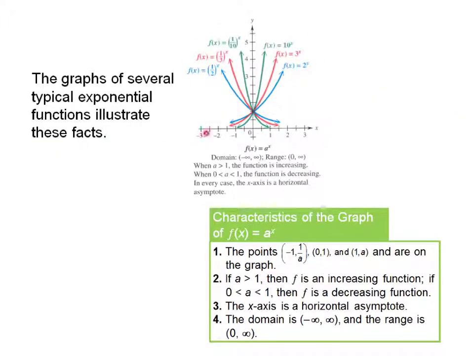This picture actually shows several functions graphed on the same coordinate plane. Pay attention, they all go through the point (0, 1). You notice this blue one here has a base of 2, the red one has a base of 3, the green one has a base of 10. So it just rises more steeply.